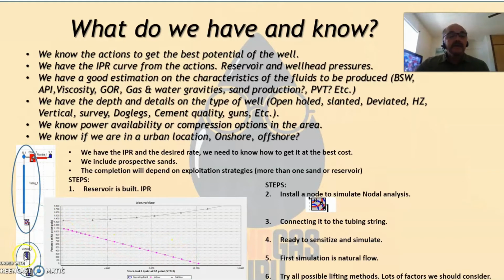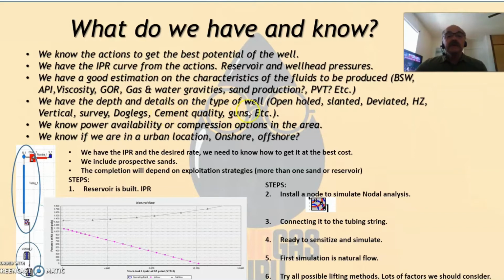And we also know how we're going to exploit the well. We know the condition of the fluid we're going to lift. It could be the viscosity, the API, the GOR, whether we have sand production, and if we have a PVT, we know that too. We know what kind of well we're dealing with: open hole, slanted, horizontal, or vertical. We have the doglegs and the cement quality.